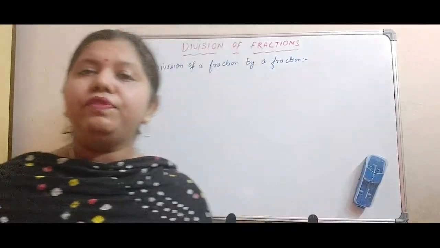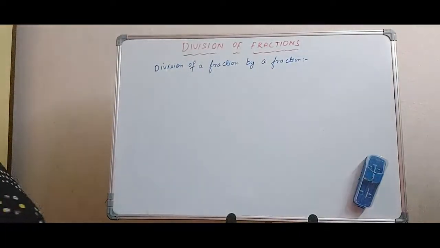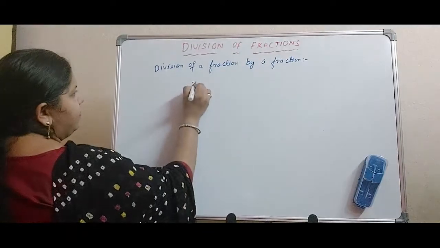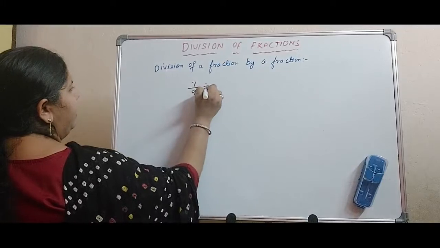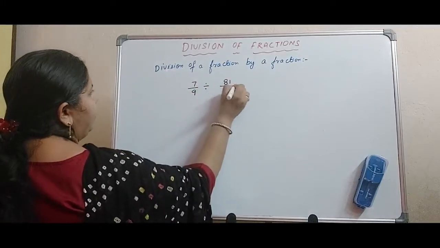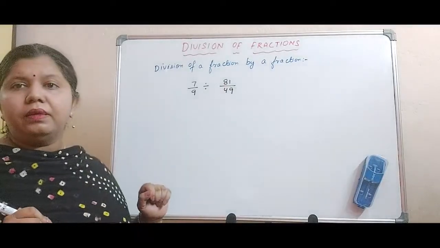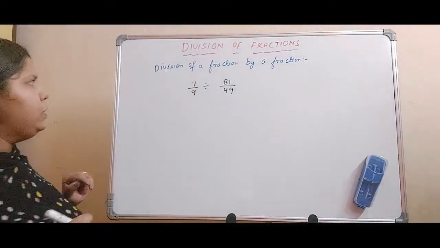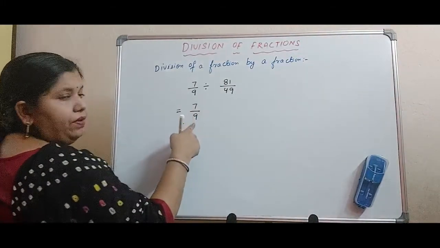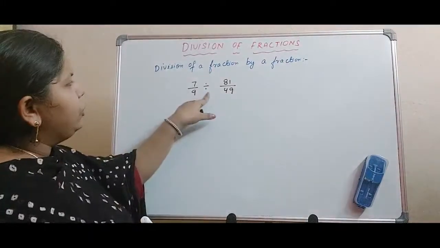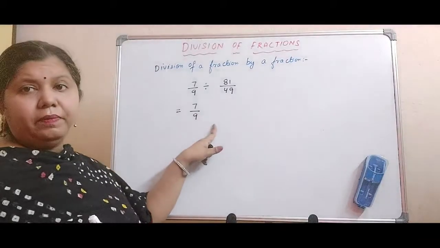First, let us do division of a fraction by a fraction. Suppose we have a question like 7 by 9 divided by 81 by 49. What will be the answer? How will you solve it? First of all, you write down the first fraction as it is, that is 7 by 9. Division will get converted to multiplication.